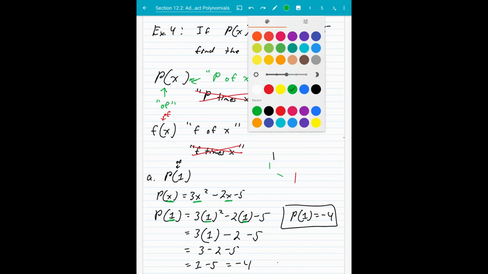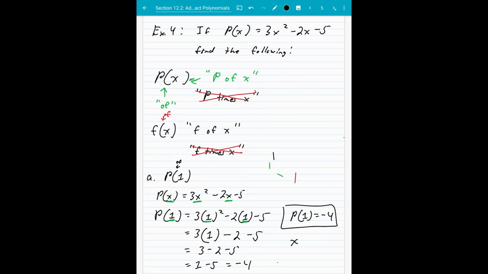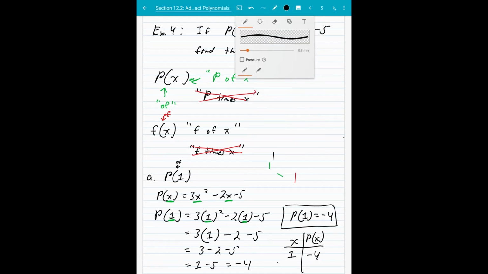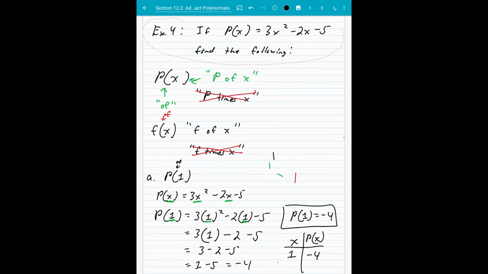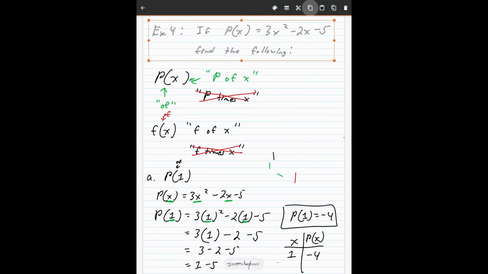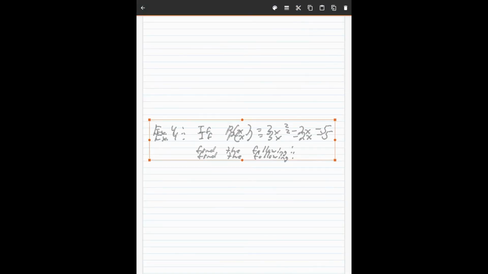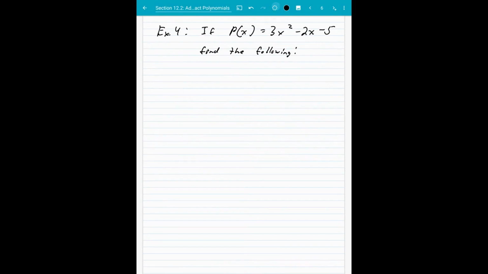And then you can make a table of values. You could say, hey, for every x value, remember this from chapter 10, I get some kind of p of x value. So when I plug in 1, I get -4 as my answer. So let's try b for the same problem. I'm going to go ahead and copy all this, and we're going to take it to the next page. Copy and paste.